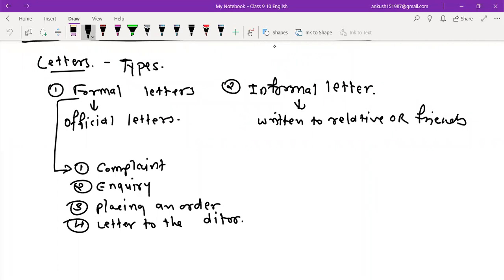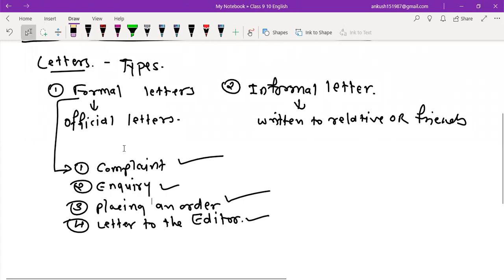Yes, sir. So in accordance with the CBSE board, we have only two letters to be understood. First letter is complaint letter and another letter is placing an order. But someone told me some time before that letter to editor is also there. Yes, sir, in my school we're doing editor. Okay, you are doing editor as well. So let us take all four types of formal letters. Why should we leave inquiry? Isn't it? Okay. Yes, sir.